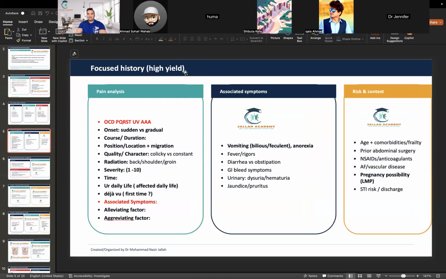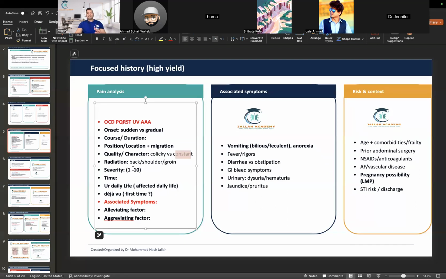Focused history, high yield. This is something that if you don't know it, I don't think you would be able to finish or start any station. So OCD curiosity, starting with O, which stands for onset. Was it sudden? Was it gradual? It helps you with the course and the duration. Position: where is it? Point with your finger. Quality and character: is it colicky? Is it constant? If it is colicky, what does it mean? It is usually obstruction. If it is constant, it means it is more like inflammation, like IBD.